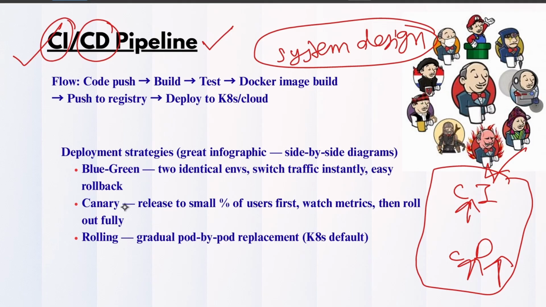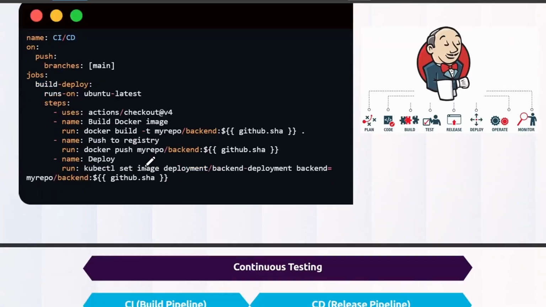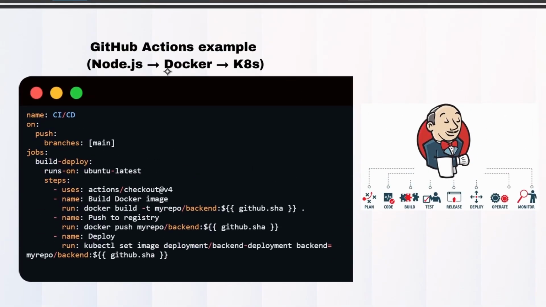There are so many kinds of deployments that we may not know yet, but we need to know them when we are in a company. So we need to follow deployment strategies. We have blue-green deployment, canary deployment, and rolling deployment. Right now you don't need to know the details, just know that in CI/CD pipelines we have many deployment strategies, and blue-green is one of them. And this is one of the code examples with Node.js, Docker, and K8s. With GitHub Actions, you can write a CI/CD pipeline in this fashion.